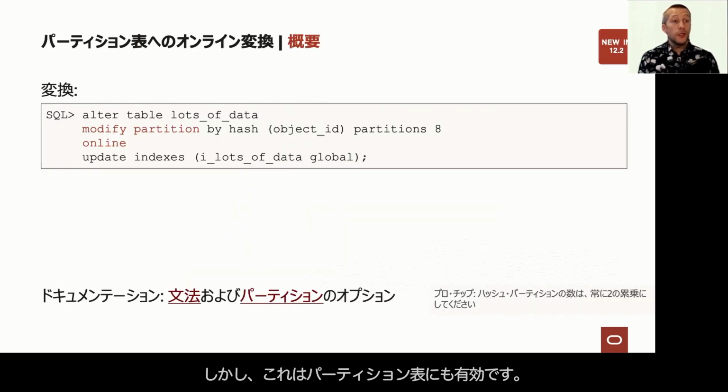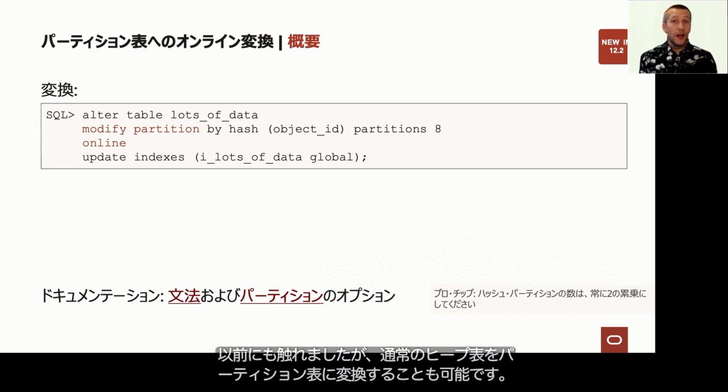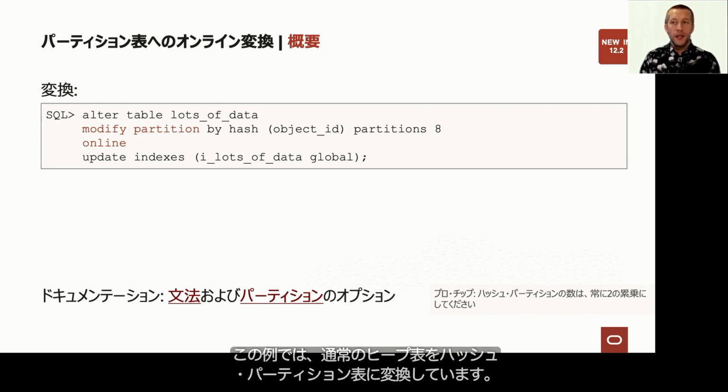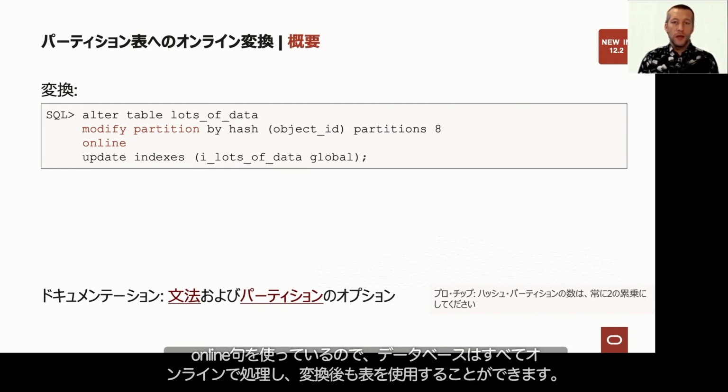But it also works on partition tables. I've mentioned that before, but you can even convert a regular heap table into a partition table. In this example, I'm taking a regular heap table and converting it into a hash partition table. I've used the online clause, so the database will do it all online. I can still use the table even though it's being converted.